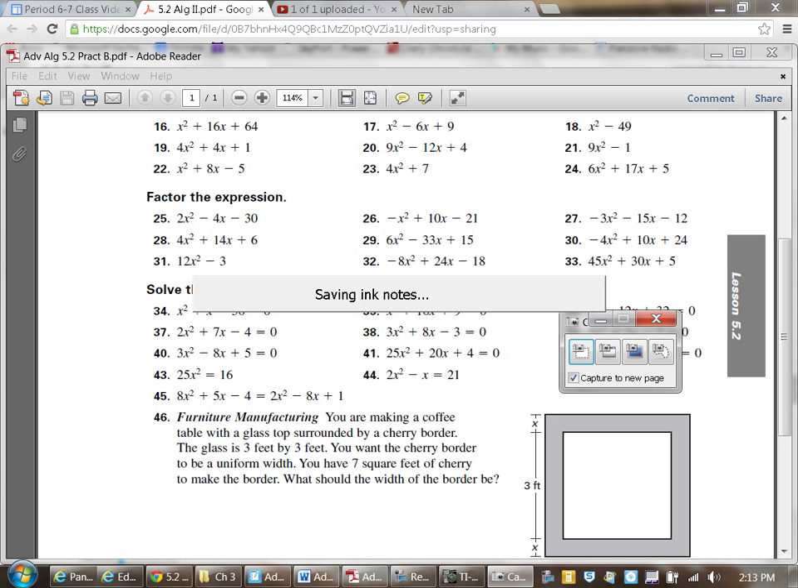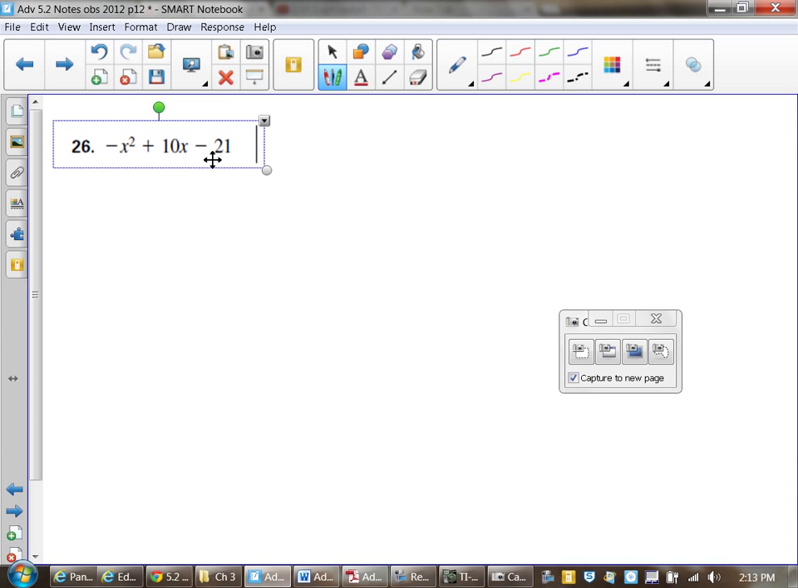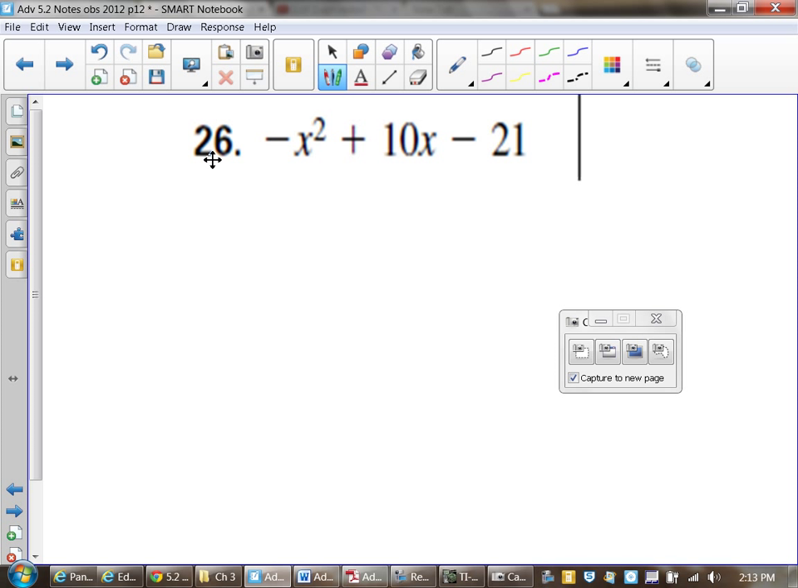There's a little rule about when you're factoring stuff that has negatives involved. When I have a negative value of A, that means the parabola is opening downward. But I still have to be able to factor it. So when I go to factor this, the first thing I gotta do is what?